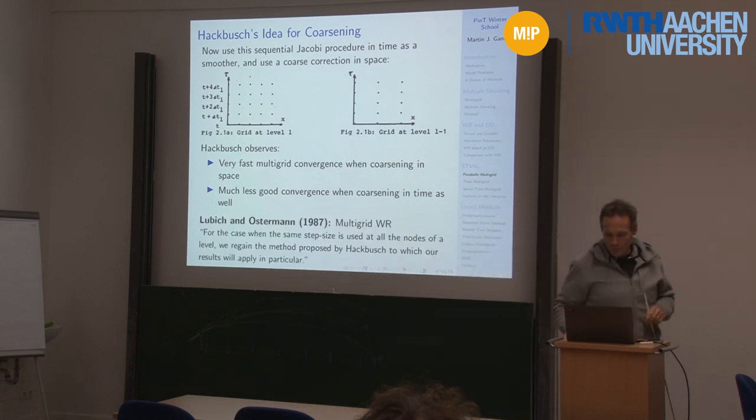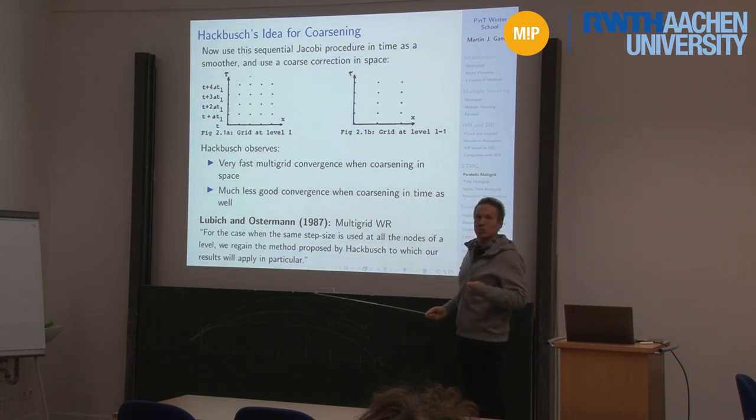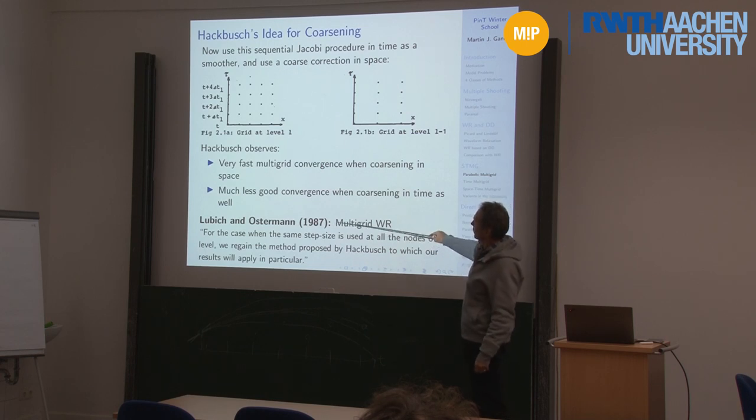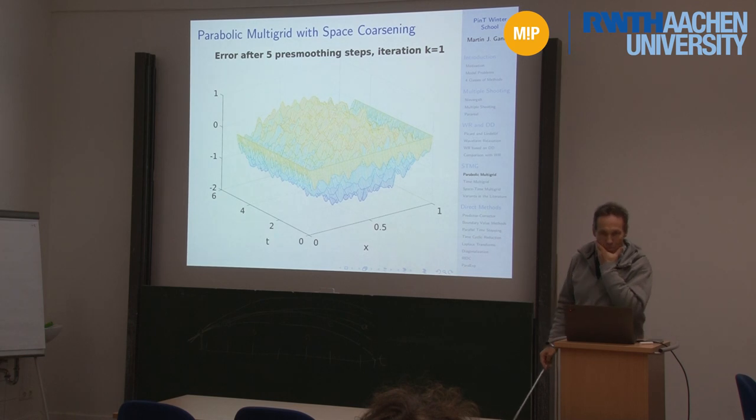And so I show you, I implemented this. There is a version of this method where you even stay continuous in time. If you stay continuous in time, there's not even a grid, so you cannot coarsen in time. And they get, this is Lubich and Ostermann, they get a very sharp convergence estimate for this method at the continuous level. And they even say that if they discretized time now, there would be Hackbusch's method. But what's the problem with this method? So let's look at it.